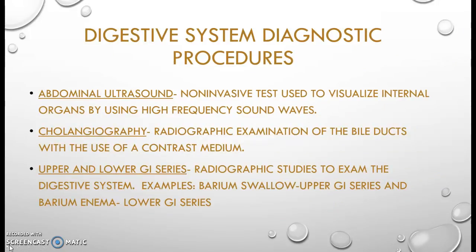Digestive system diagnostic procedures. The first one is abdominal ultrasound, and this is a non-invasive test used to visualize internal organs by using high-frequency sound waves. The cholangiography is a radiographic examination of the bile ducts with the use of a contrast medium. And then the upper and lower GI series are radiographic studies to examine the digestive system. With the upper GI, you would take a barium swallow. And with the lower GI, you would have a barium enema.